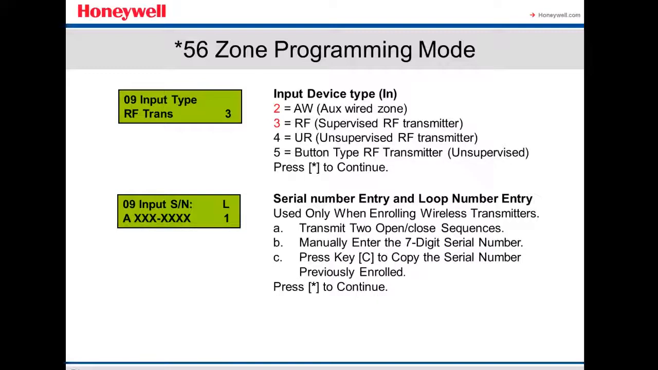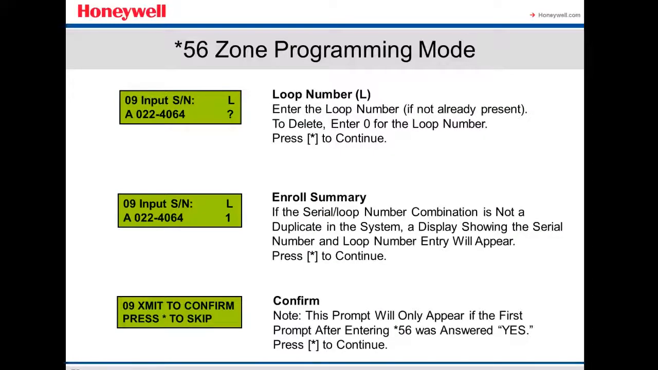When you put a wireless device, the input type is going to be number 3. It's going to ask you for the serial number. All wireless devices have a serial number, and there are 2 ways you can program. Either you type in the serial number, which is always on a sticker outside the device, and then you put the loop number, or you trigger the wireless device twice, and it's going to beep, and the panel is going to get the serial number automatically.